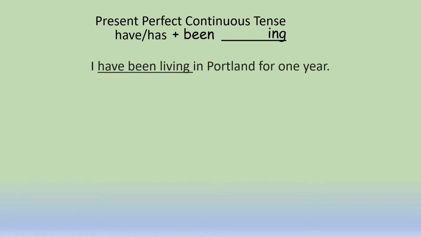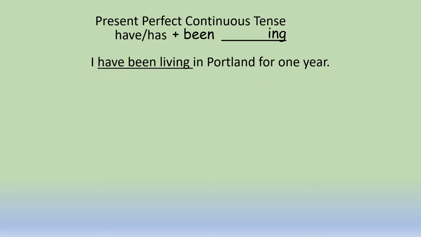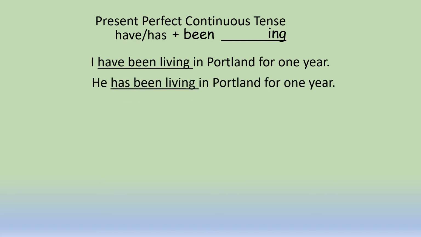Present perfect continuous tense, have or has, plus the past participle, been, plus the continuous form of the verb. For example, I have been living in Portland for 1 year. He has been living in Portland for 1 year.